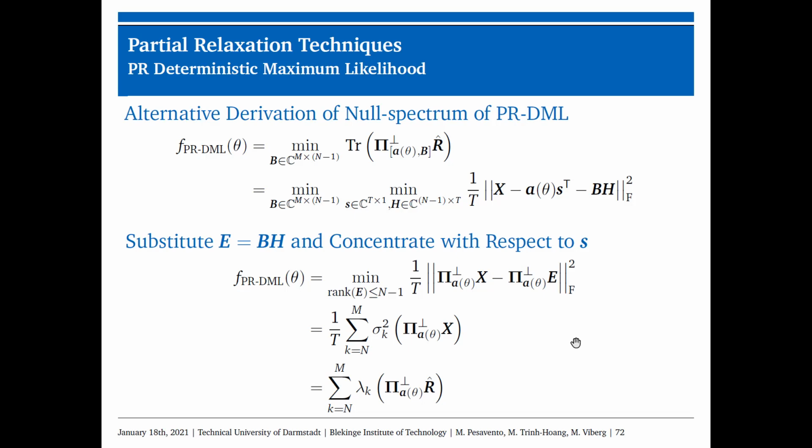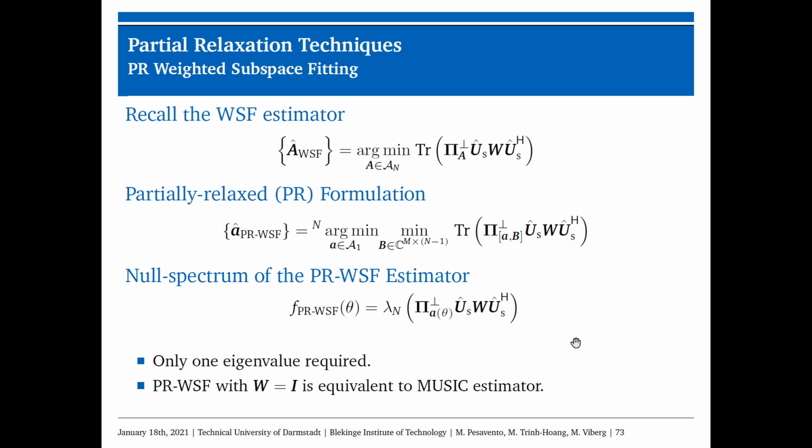How about the other optimal parametric methods? By recalling the weighted subspace fitting method, we recognize that it shares a similar structure to the DML estimator, except for the fact that we replace the sample covariance matrix R hat with a weighted version of the signal subspace. This means that we can directly reuse the result of the DML estimator to obtain the null spectrum of the WSF estimator. One key difference in the null spectrum of the PRWSF estimator is that we only need to compute one eigenvalue. From the computational perspective, this is very favorable for us.